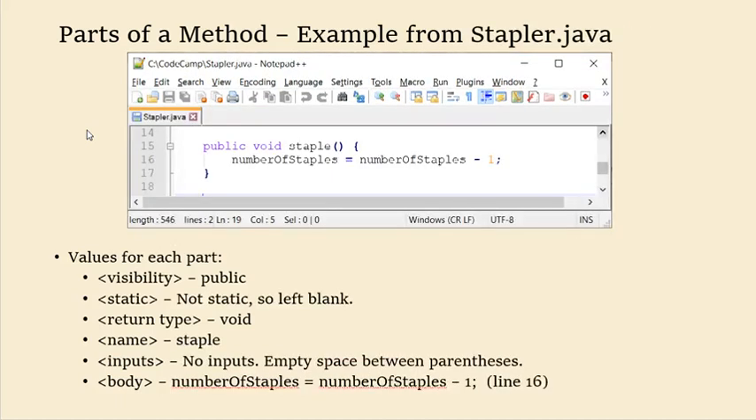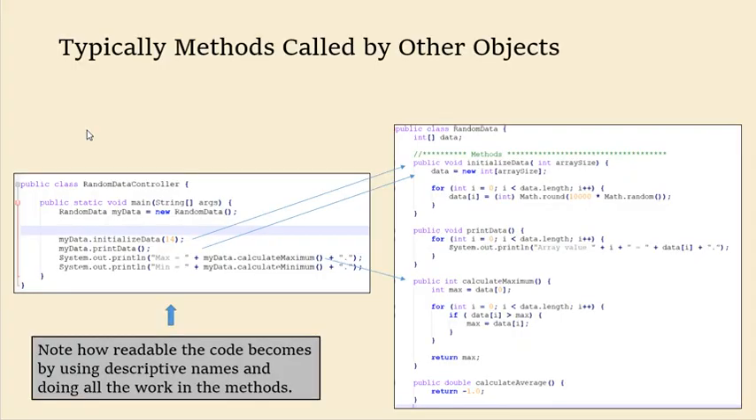In the other example we used with the stapler, it looks a little simpler, right? Public void staple. Public, everybody can use it. Void, it does not return a value. Staple, notice I don't have anything in between the parentheses, so it does not require any input. And all it does is reduce the number of staples by 1. So that's the body of the method. We'll do a lot of examples of methods today and tomorrow. That's the main point of the two days.